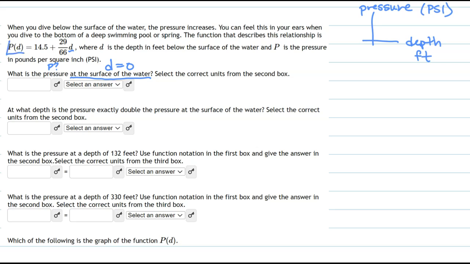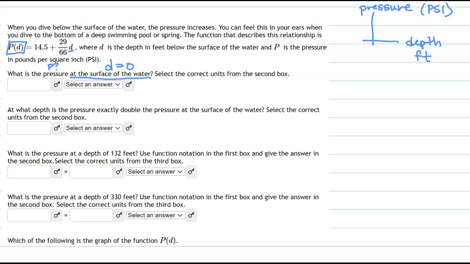So you'll just want to plug that 0 in for D, and that should give you your P. And remember, function notation may be a little bit new, but when I say what is P, that's the same as saying what is P of D. P and P of D are kind of interchangeable. The P of D is just emphasizing the fact that it's the pressure you get from plugging in a depth.